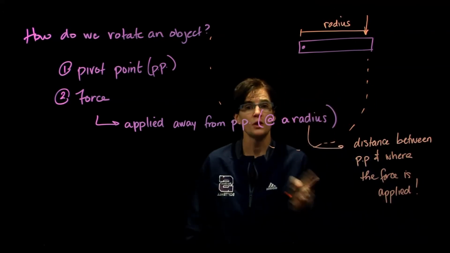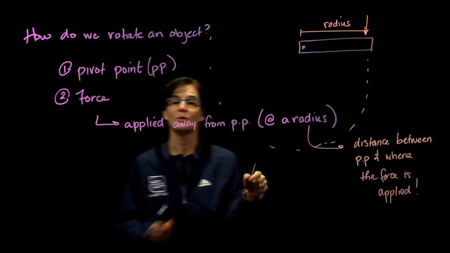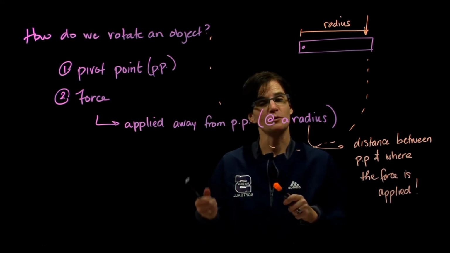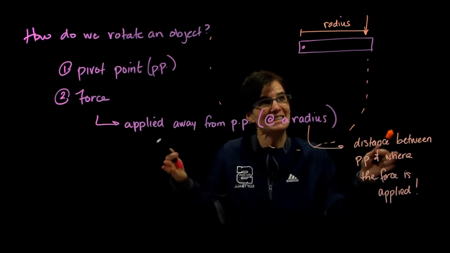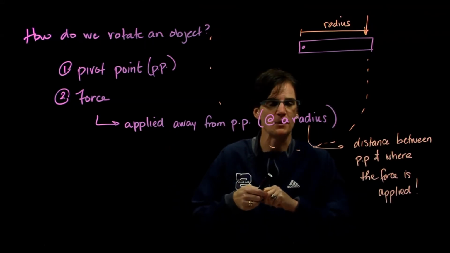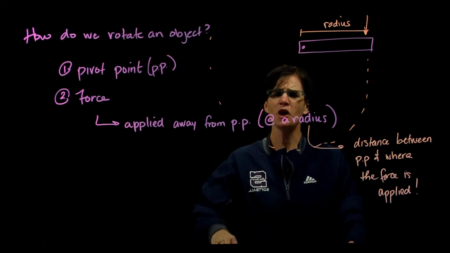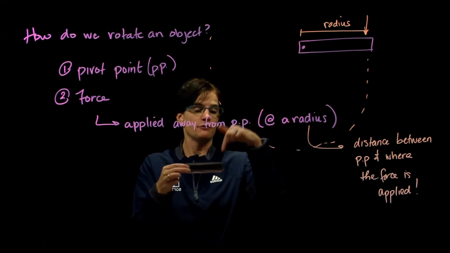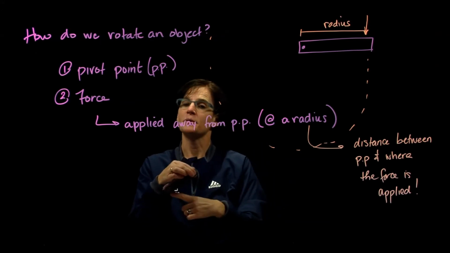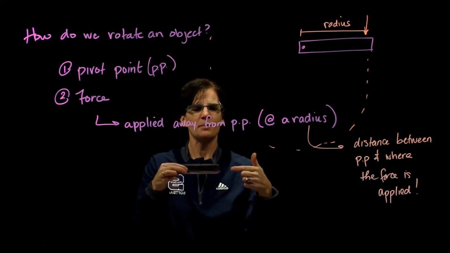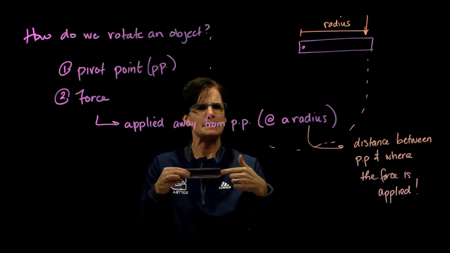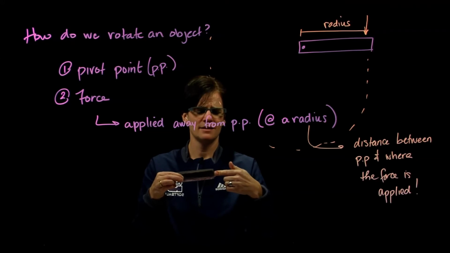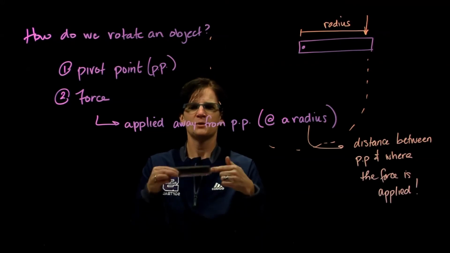Okay, so the first thing that's going to be important in being able to rotate an object is to apply a force at a distance, a radius, away from a pivot point. Okay, but is that all? So let's look at that eraser. If I apply a force at a distance away from the pivot point, I get a rotation. But what if I apply a force like this? I'm at a distance away from the pivot point, but am I rotating the object? So what does that tell me?